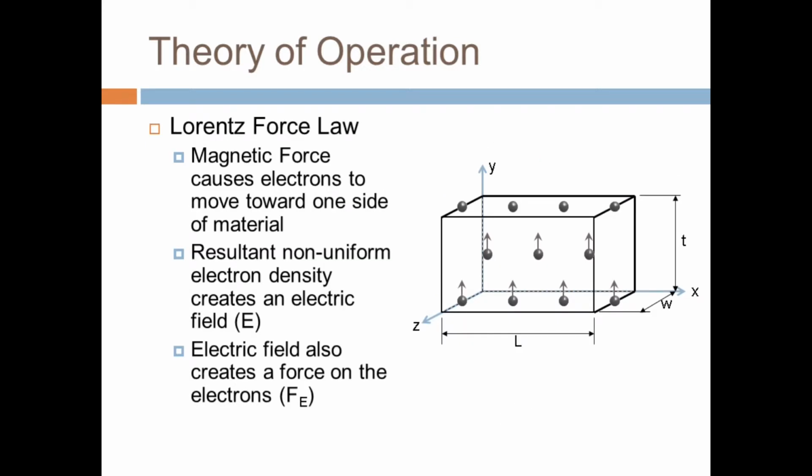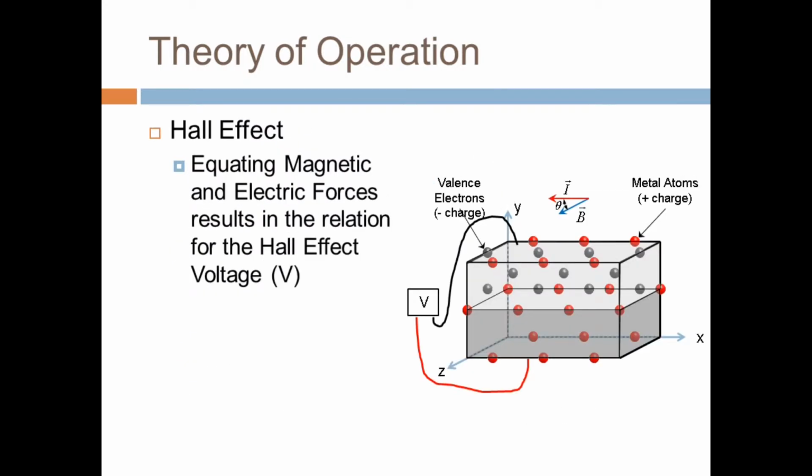The magnetic force causes the electrons to move toward one side of the material. This results in a non-uniform distribution of electrons, here from top to bottom. This also creates an electric field. Electric fields also produce forces on charged particles. The electrons will continue to move towards one side of the slab until the force due to the resulting electric field is sufficient to balance with the magnetic force. Equating these two forces allows us to solve for the Hall voltage. Therefore, the Hall voltage can be completely explained by the Lorentz force law.